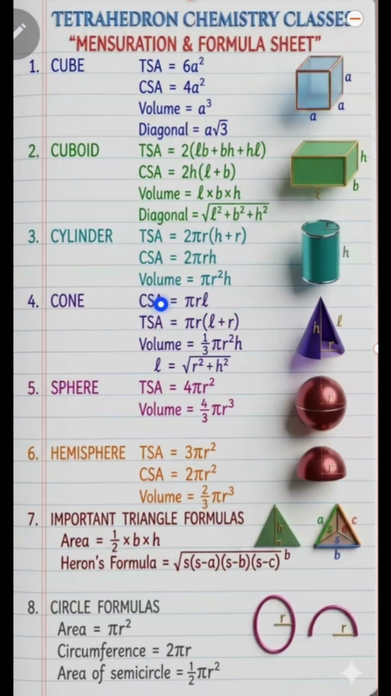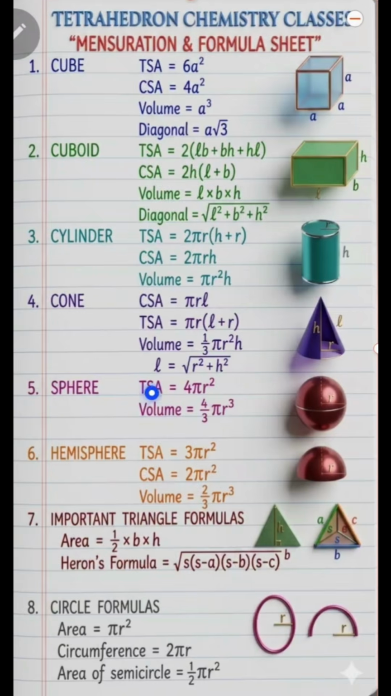For cone, curved or lateral surface area equals πrl, while total surface area is equal to πr multiplied by the sum of the length and the radius. Volume of the cone is given by the formula 1/3 πr²h, where h is the height, r is the radius. Length of the diagonal is equal to the square root of radius squared plus height squared.